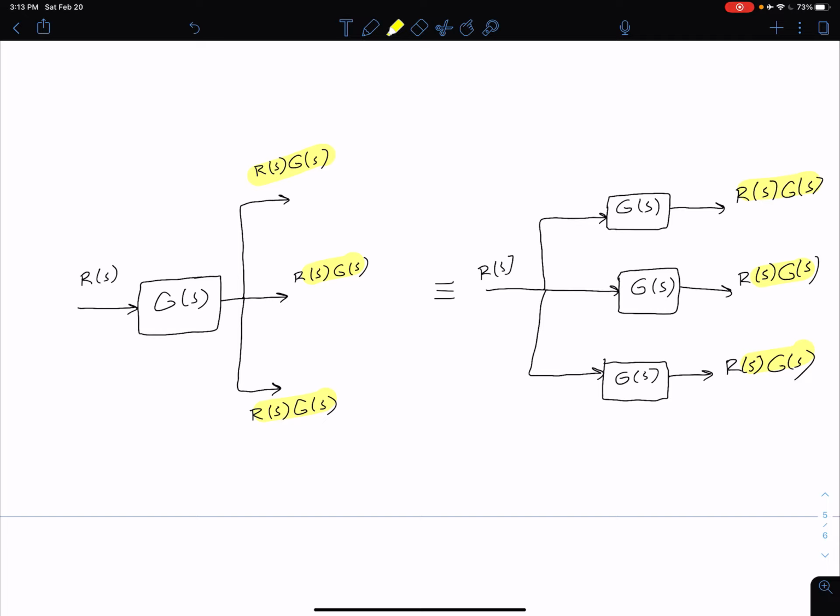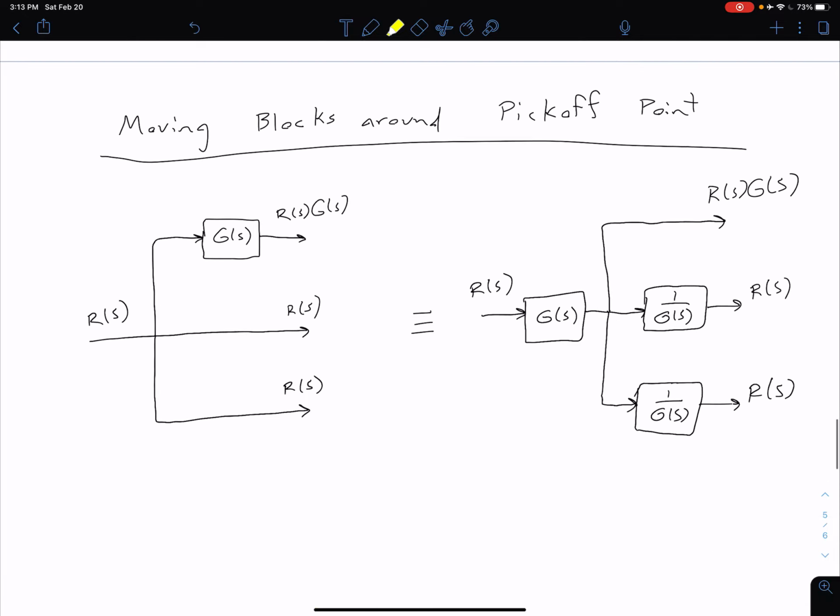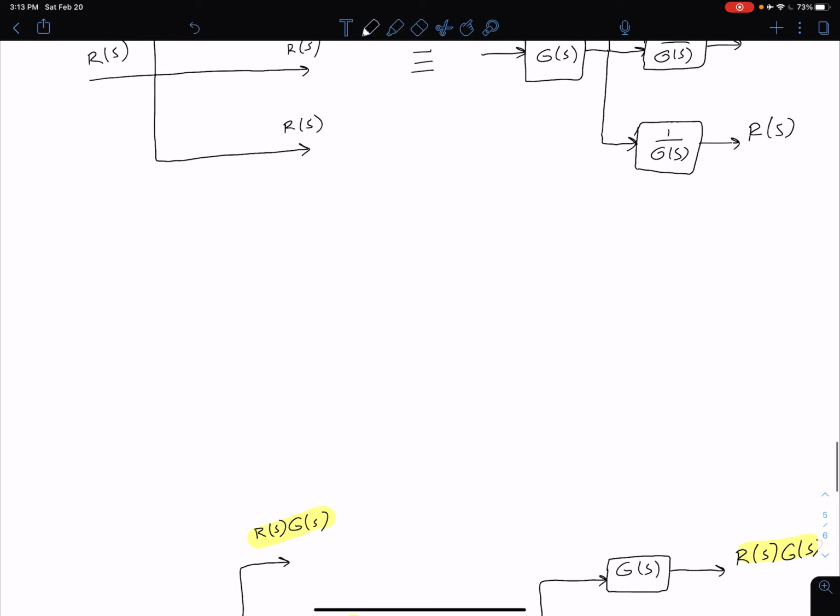An important thing to note regarding moving blocks around pickoff points as well as around summing junctions is that we're not changing the physical system. All we're doing is changing how we represent it on paper so that we can do the analysis a little bit easier.